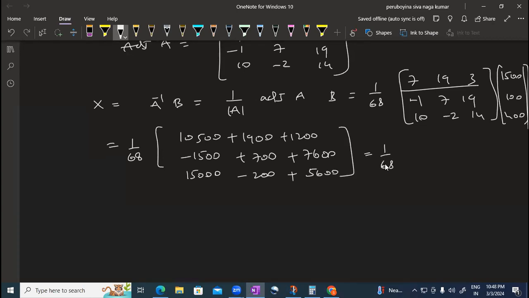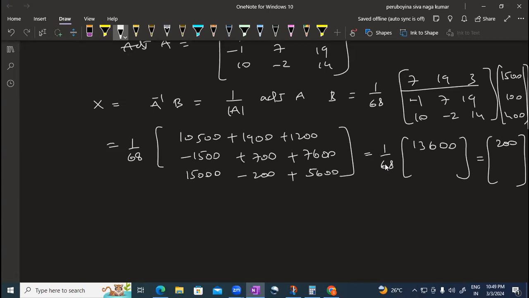And this will be 1 by 68 times of 10,500 plus 1900 plus 1200, which is 13,600. 13,600 divided by 68 will be 200. If you divide by 68, you will get 200, which is the value of x.